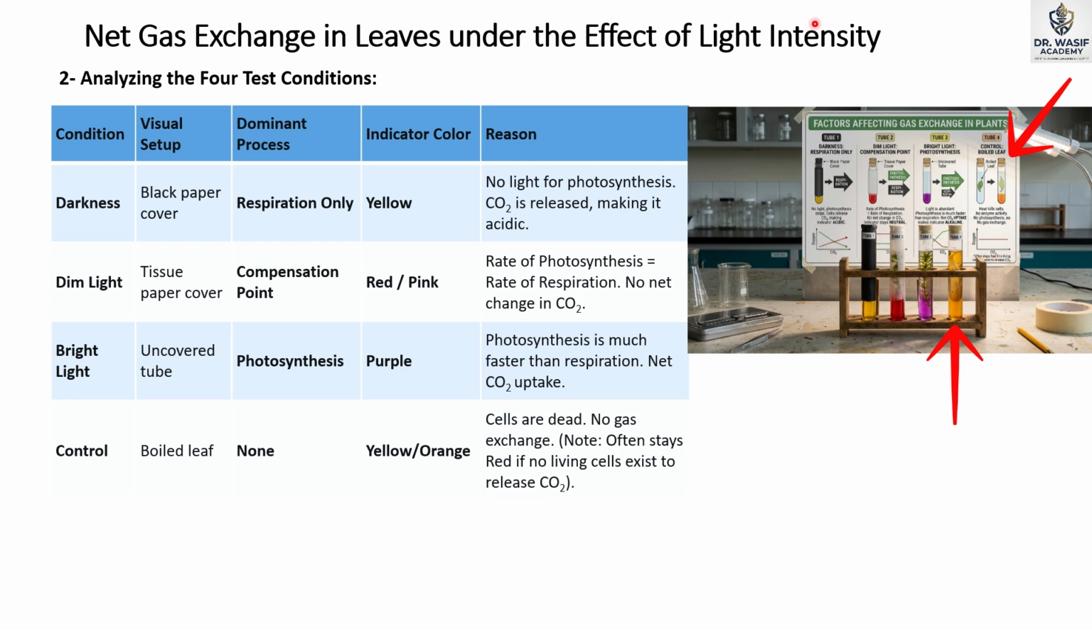Finally, we have the control, usually a boiled leaf or an empty tube. Since the cells are dead or absent, no gas exchange happens. This proves that any color changes in the other tubes were actually caused by the living plant.